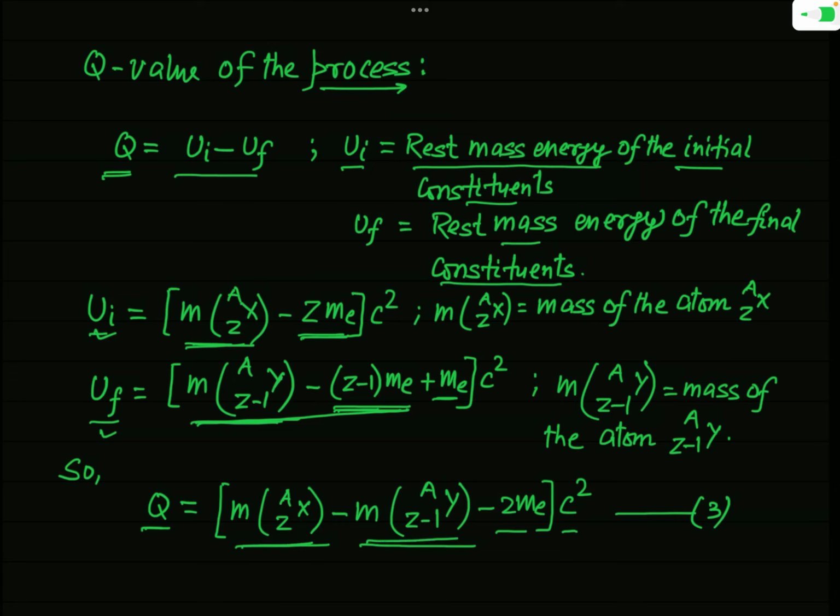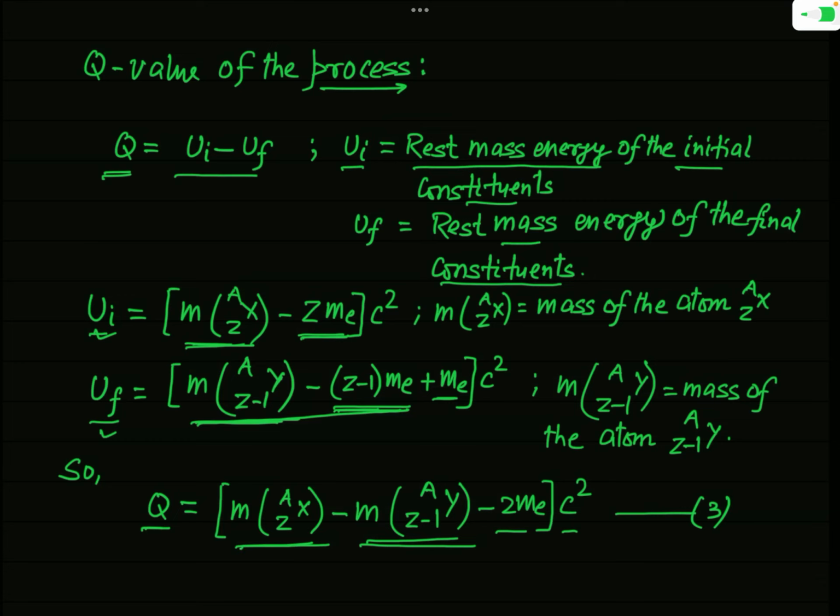And m of z minus 1 ya is the mass of the daughter atom, and me is the mass of the electron or mass of the positron. So this is the expression for the Q value of this beta plus decay process.